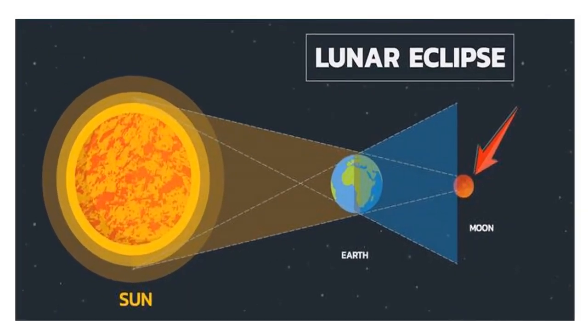Let us now try to understand lunar eclipse through diagram. Here you can see sun at one side. As usual, it is acting as a source of light. The moon on the other extreme side is acting as a screen. Our earth, which is present in between these two heavenly bodies, is acting as an opaque object.